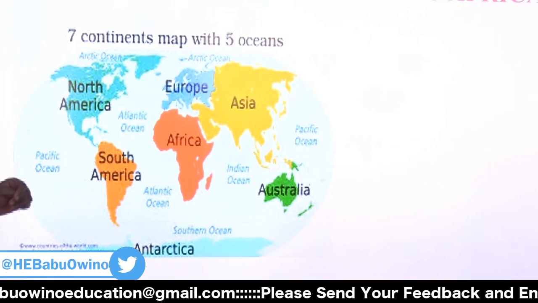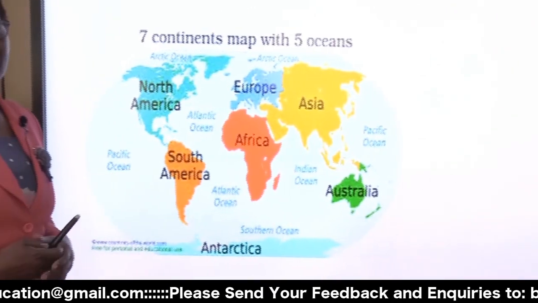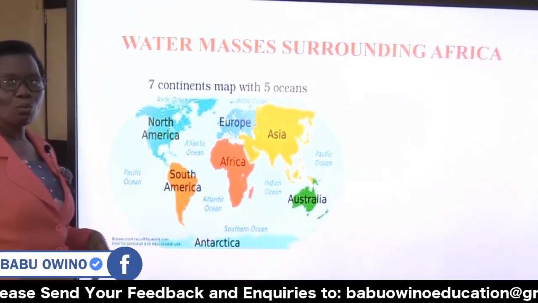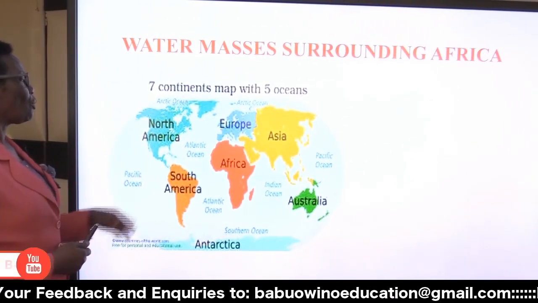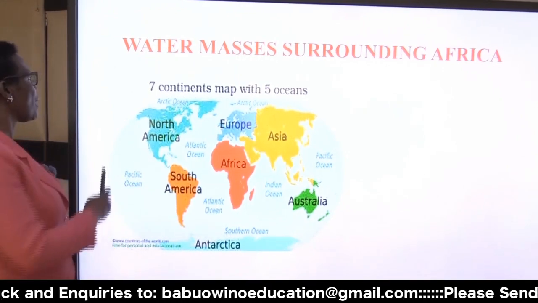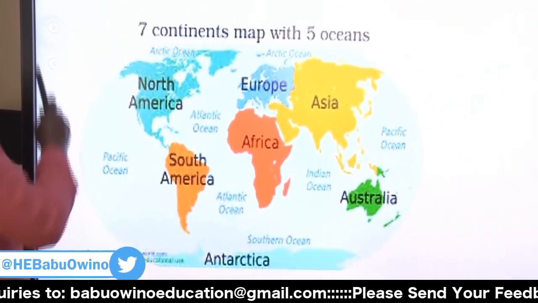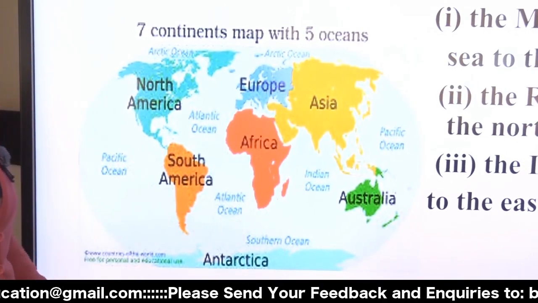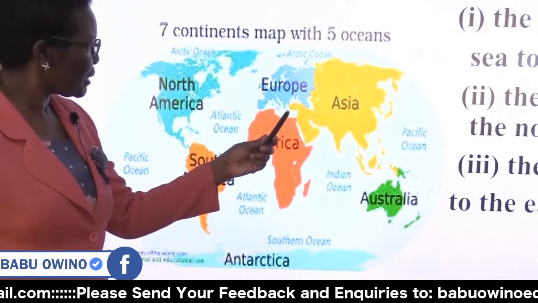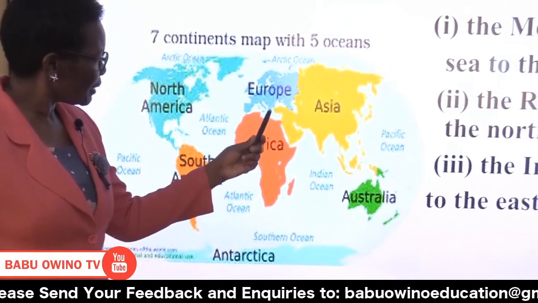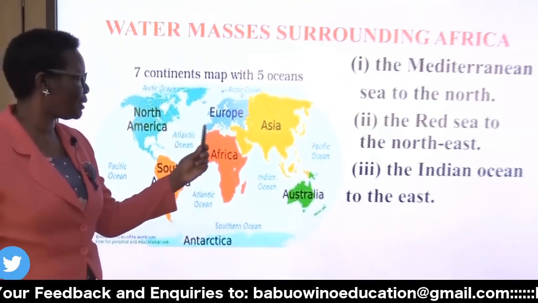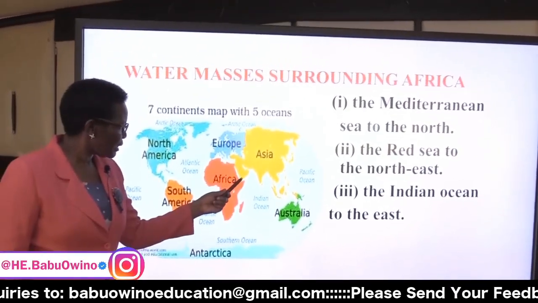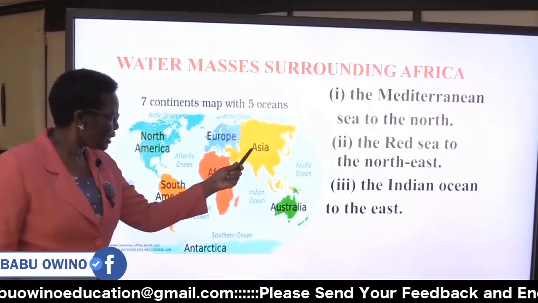Now let's look at the water masses that surround Africa. I've said that Africa is surrounded by large water masses. So we want to see the water masses that surround Africa. We have the Mediterranean Sea to the north. The Mediterranean Sea is normally found around here, just between Europe and Africa. Then we have the Red Sea to the northeast. The Red Sea is here. It separates Africa and Asia.